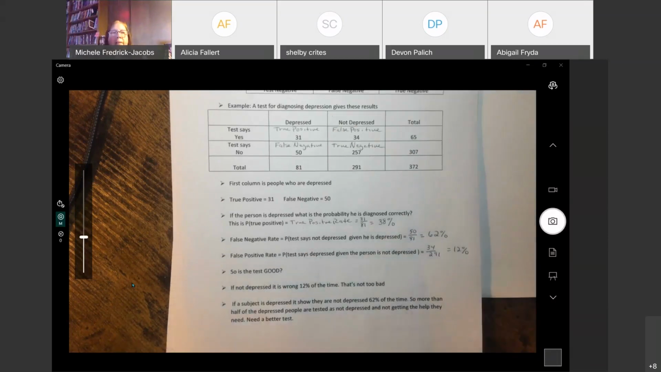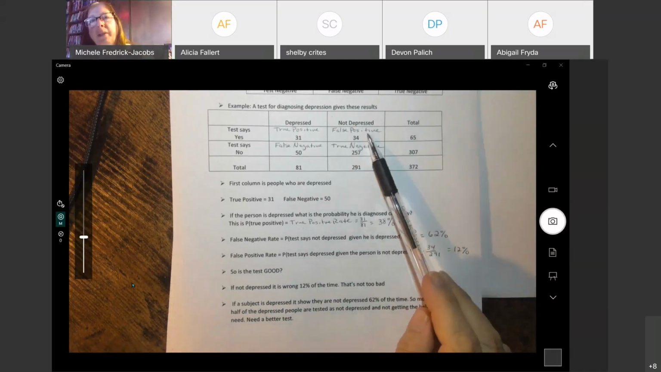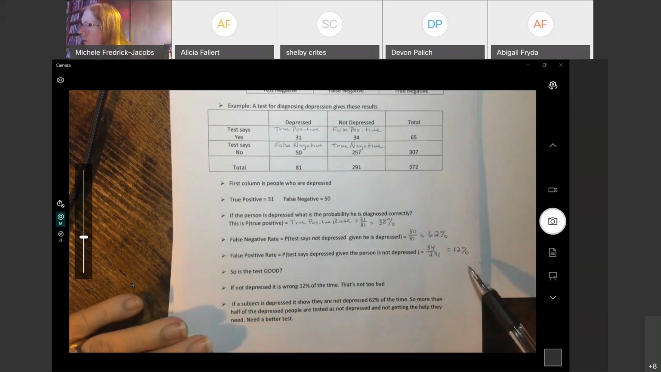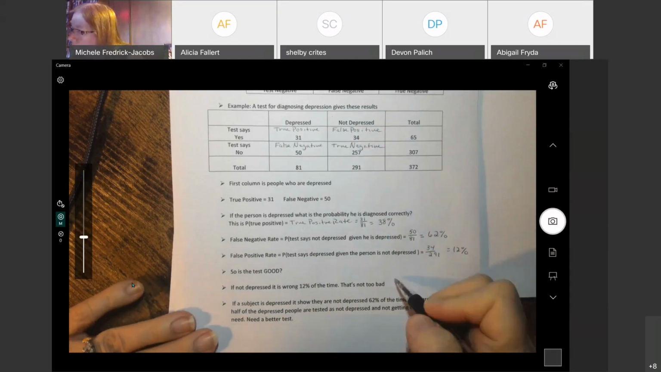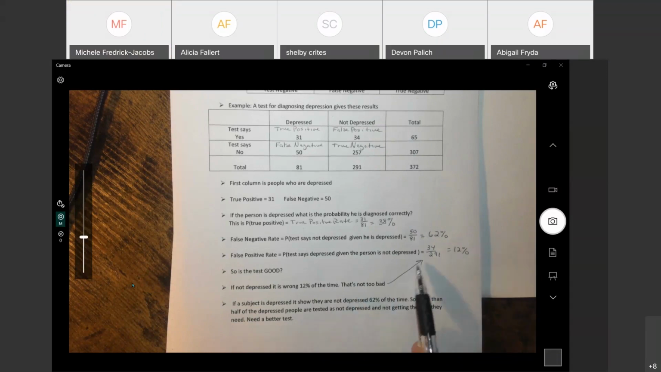So we need to decide if the test is good enough. Well, if we look at where it's wrong, for instance, people who are not depressed and it tells them they are depressed, that was 12%. So if you go in there and you're not depressed, 12% of the time, it will tell you you are. That's not that bad of a percent to be off.